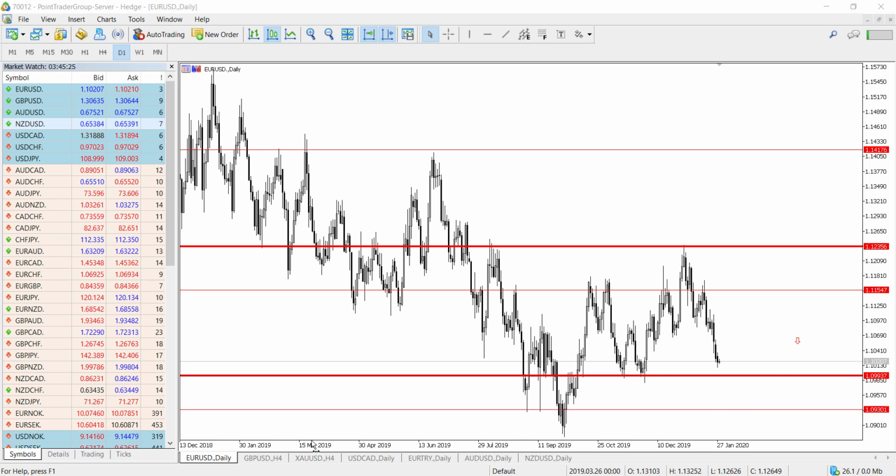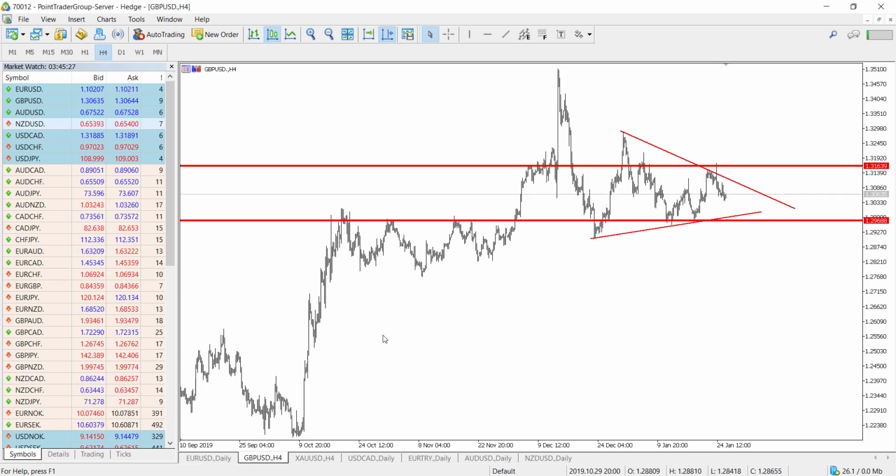Let's move to the GBP USD on the H4 time frame. As you can see here, we have a symmetrical triangle. Think of it as if we have two trend lines, a downtrend line and an uptrend line that we can see here. In case the uptrend line is broken to the downside, this means the price might continue going downwards to reach 1.2850. On the other hand, if the downtrend line is broken to the upside, this means the price might continue going upwards to reach 1.3250.